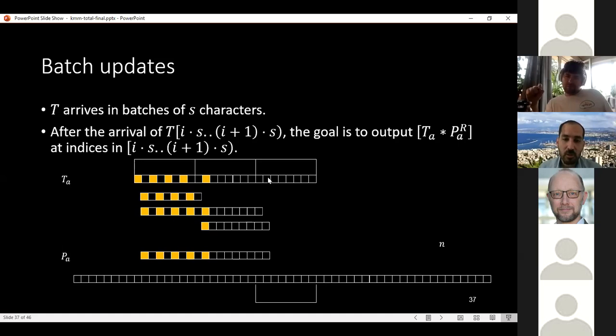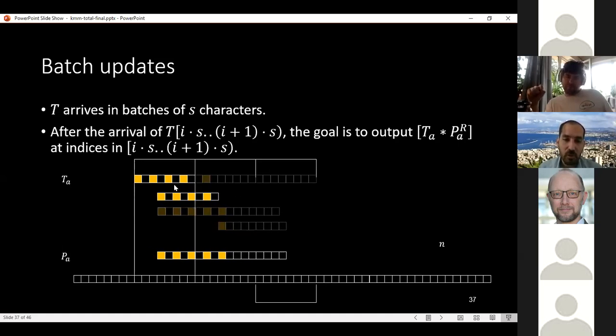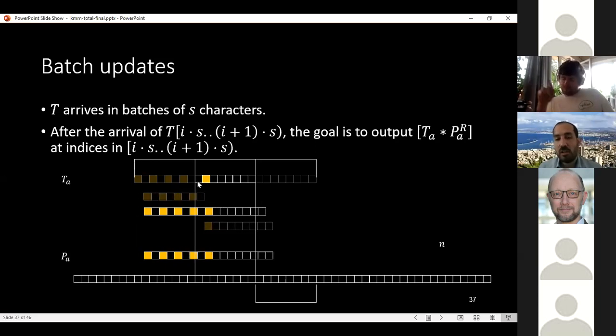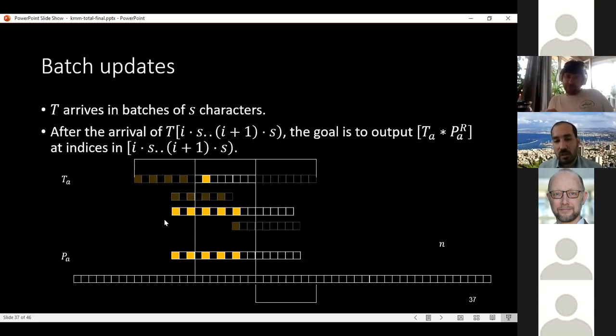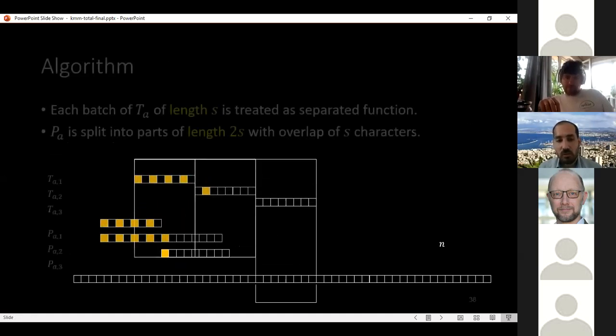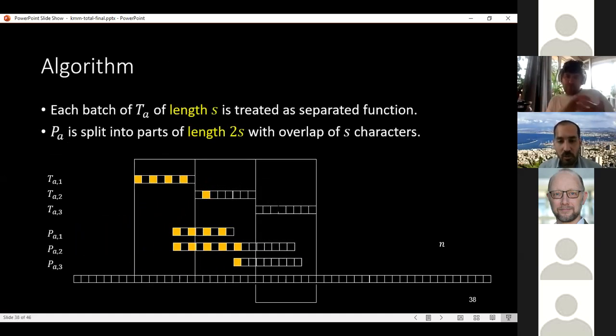So we consider the original batches as blocks of the text. For example, the first block of the text is not relevant for all the pattern, but just the first S characters of the pattern. And the second batch, which is the more general case, is relevant for two S characters in the pattern. In general, every batch in the text that we need to compute its convolution for is related to just two S characters in the pattern.